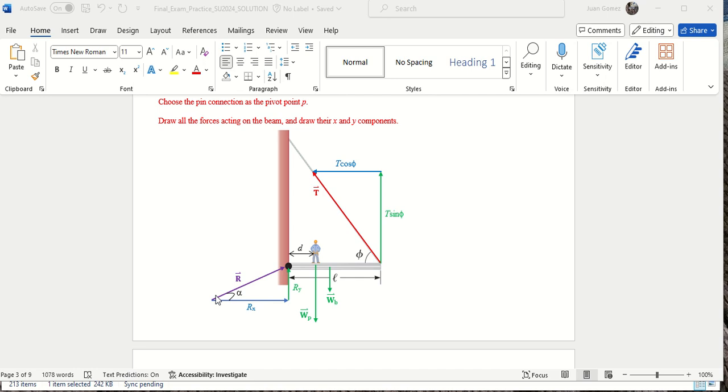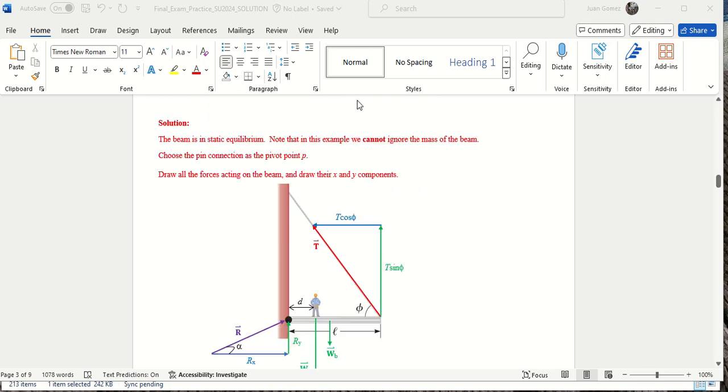Now the reaction force. Remember, you always draw the reaction force as if it's in quadrant 1. So that's R, the purple force vector indicated there. R has an x component we call Rx, a y component we call Ry, and I use alpha to indicate the angle, i.e. the direction of the reaction force.